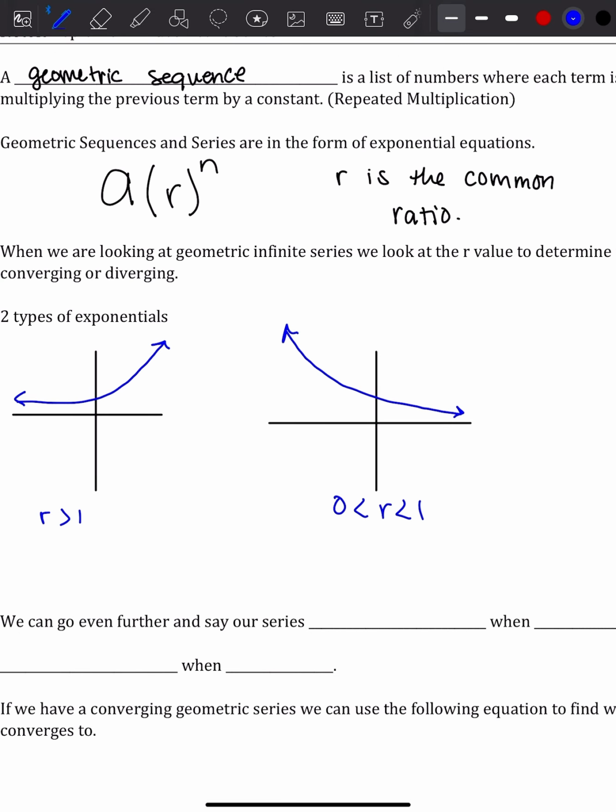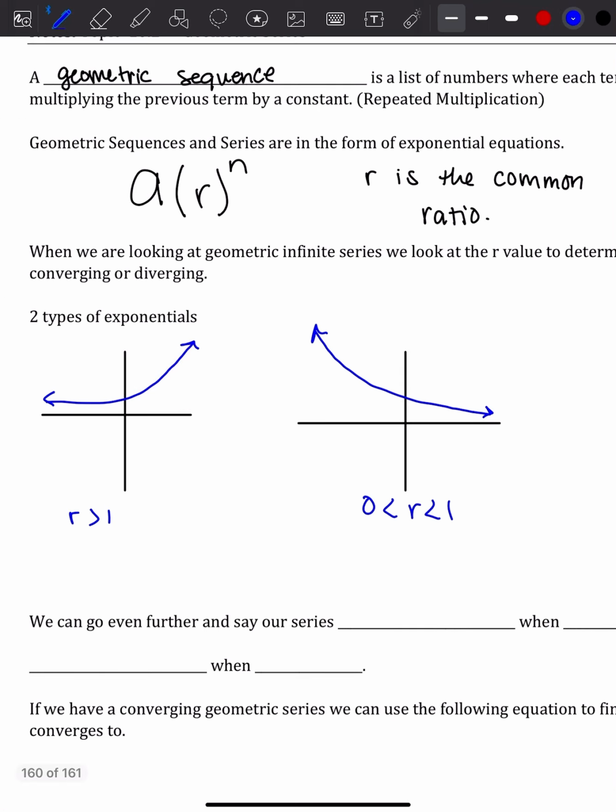So if we look here, if I were to add all of these terms together, these terms are getting bigger and bigger. So when R is greater than 1, we're going to diverge. On the other hand, our terms over here are getting smaller and smaller and smaller. So our terms over here are going to converge.